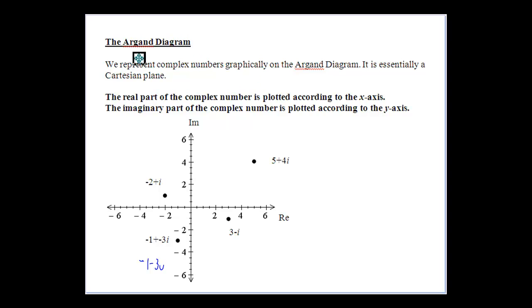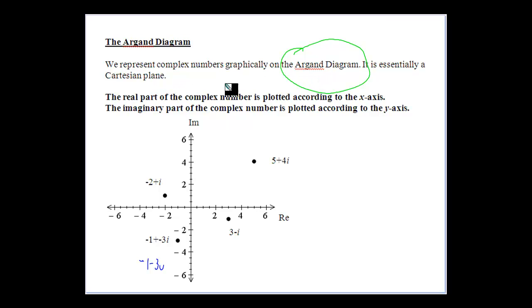So what we want to do now is look at how we can put our complex numbers into a graphical form. What we use to do that is what we call the Argand diagram. It's named after, I think, a guy named Argand. He did a lot of work with this, I think in the 19th century.